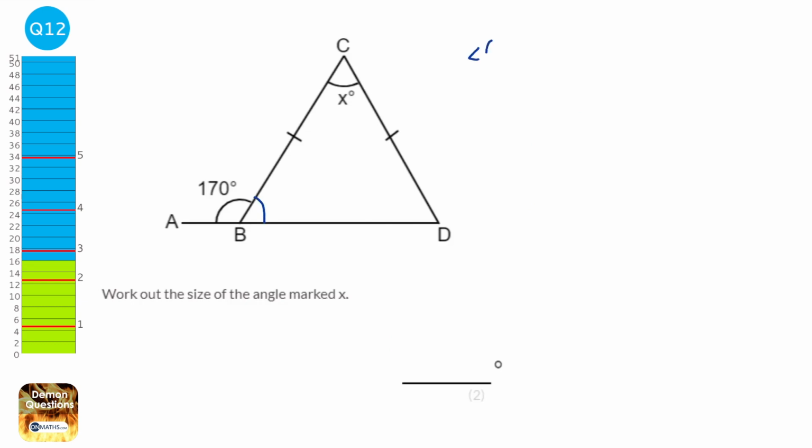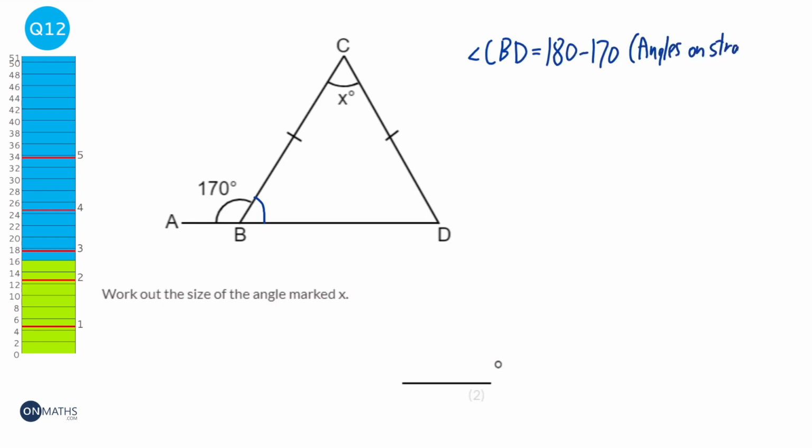The first thing we need to do is work out what angle CBD is. So we're looking for angle CBD, and that's going to be 180 take away 170, and the reason being is it's angles on a straight line. Angles on a straight line add up to 180, so that's going to be 10 degrees, so this will be 10 degrees.